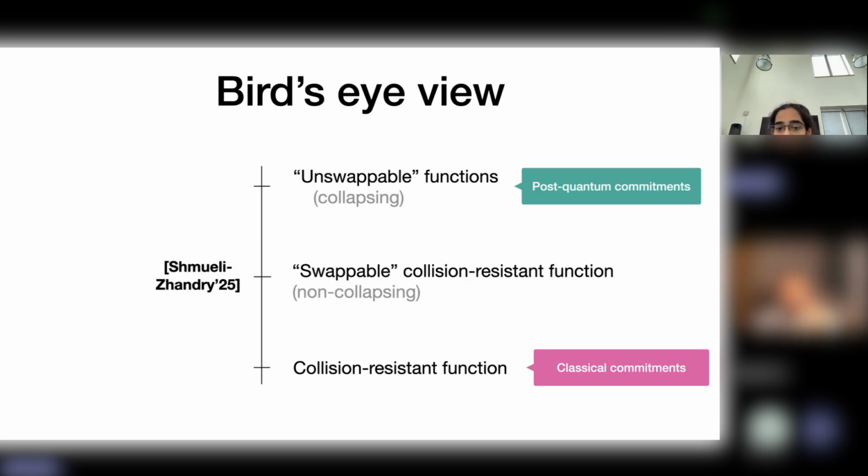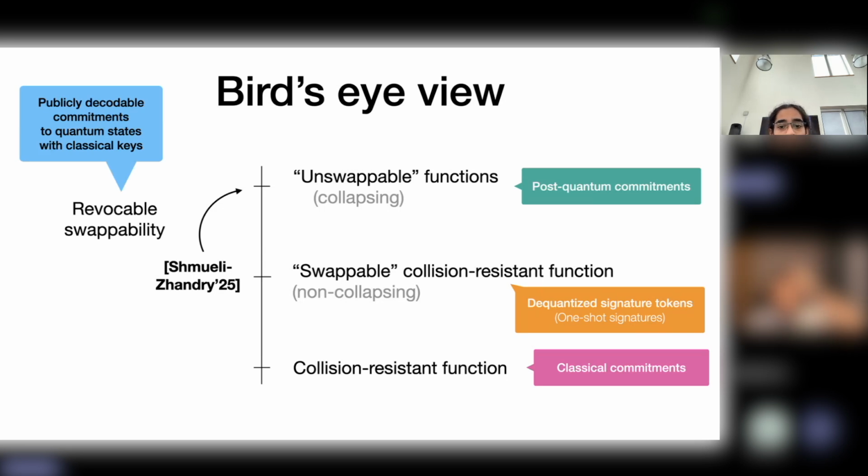And in fact, last year, this work of Shmueli and Zhandry showed that they're not equivalent, right? So they showed a function that is swappable but collision resistant. What that means in terms of commitments is that if you instantiated a commitment scheme from this function, it's going to be classically secure, right? It's all fine. But suddenly when your adversary becomes quantum, the same scheme is totally broken. And this is what gave rise to dequantized signature tokens. And so in our work, we showed that these Shmueli-Zhandry swappable collision resistant functions can be made unswappable. That is, a secure post-quantum commitment after you revoke this dual oracle. And that's what gives us these commitments to quantum states.